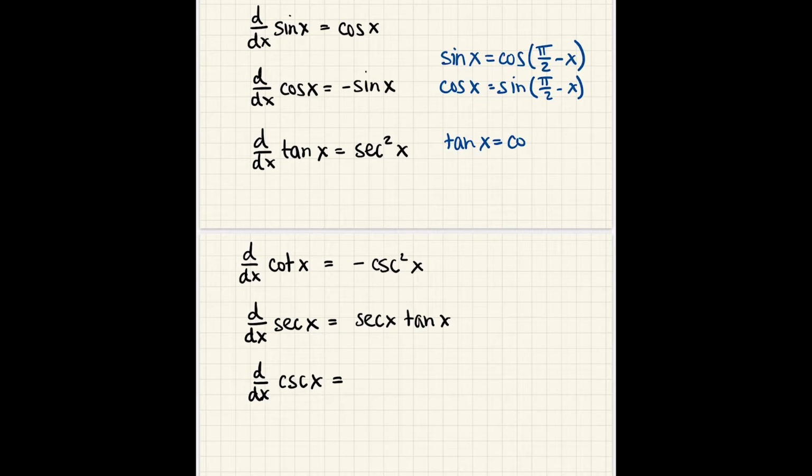Tangent of x is cotangent of pi over 2 minus x. Cotangent of x is tangent of pi over 2 minus x. And of course, secant and cosecant satisfy this.